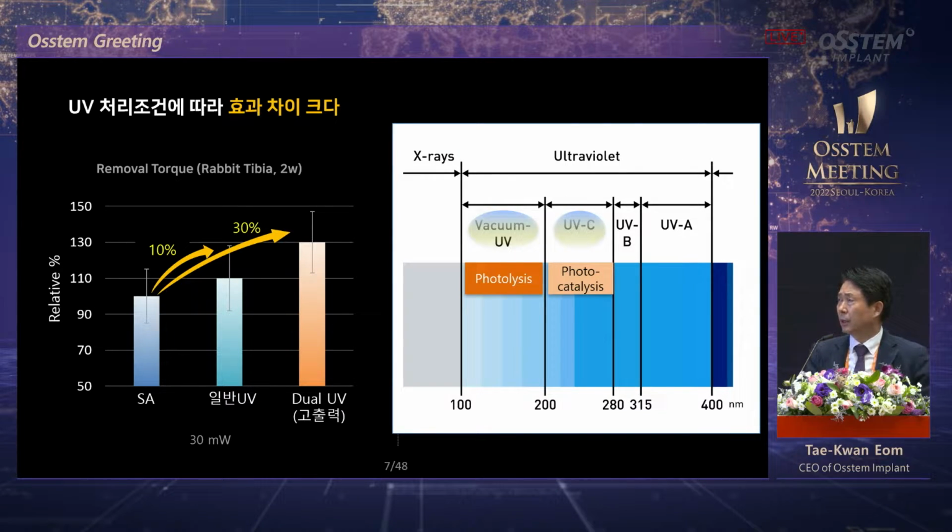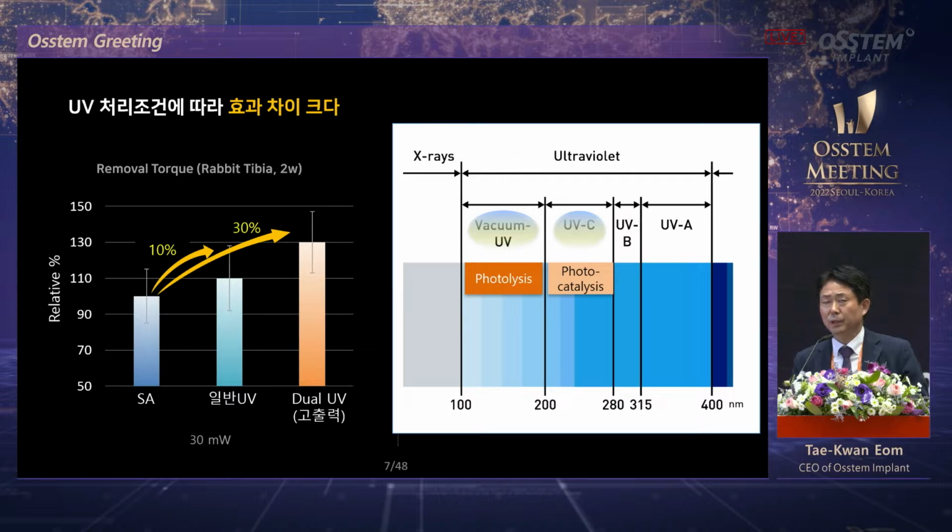UVC, when UV light is irradiated, works like a catalyst. Photocatalysis would be made. Radicals are generated to remove the organic materials. As you go left, the energy goes higher. If you go toward a vacuum, the tightly bound organic materials would be removed. The problem is vacuum UV is stronger.